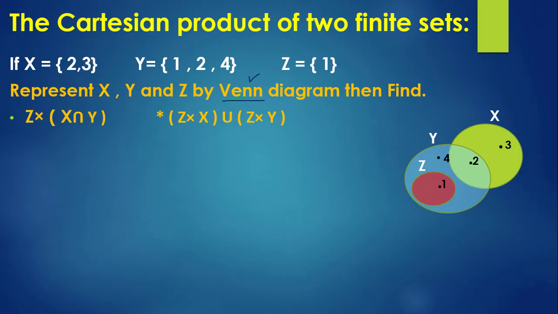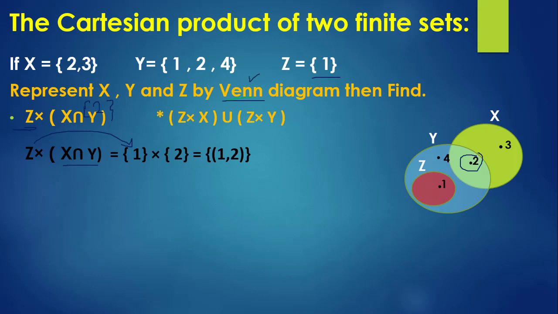Then find X Cartesian product with X intersect Y. So where is X intersect Y? X intersect Y is the point 2. So this is the Cartesian product between Z and {2}. The first set here is Z, the second set is {2}. Where is Z? Z is {1}. So we have (1, 2). Z consists of only one element, and X intersect Y also only one element. 1 times 1 is 1, so I know that the result will be a set of 1 ordered pair, which is (1, 2). Okay, this is the first required.